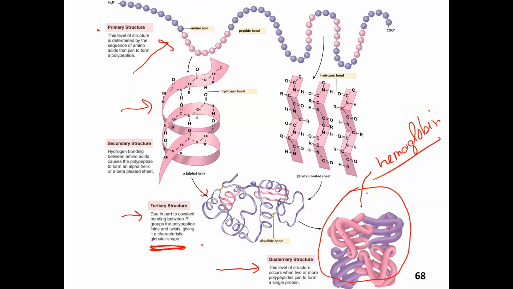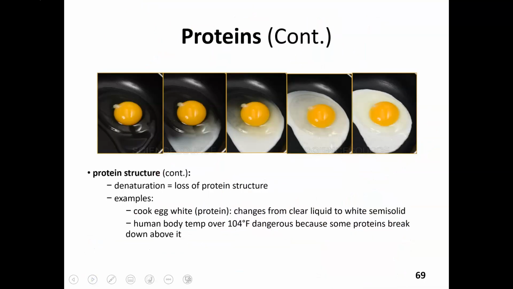Hemoglobin is a protein that's found in blood, and it's a quaternary structure. It's formed by having multiple primary proteins folded together. So proteins can lose their structure. If a protein loses its structure, then its function changes.